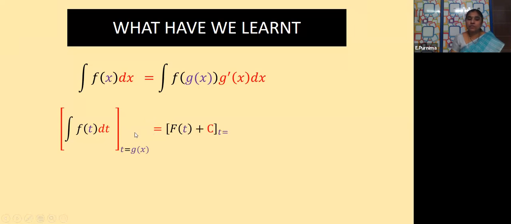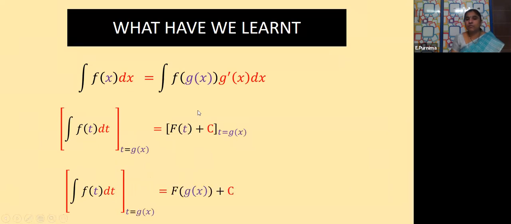The integral value we get is in terms of t. So in the answer step, the t should be replaced with x. Whatever x expression we took as t should be replaced back. Clear, children?